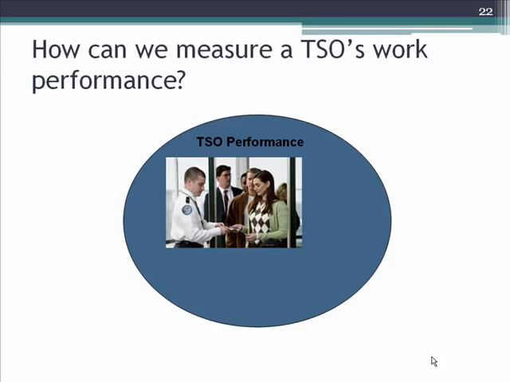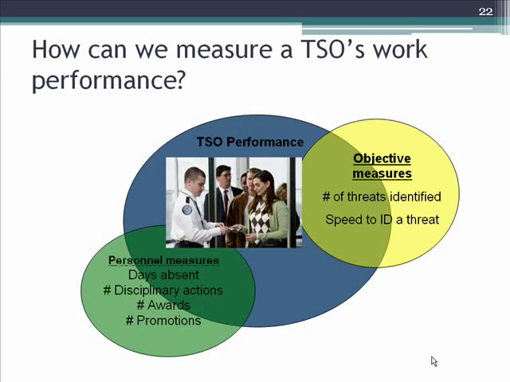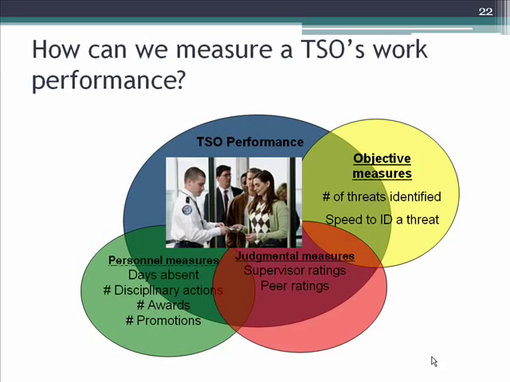Let's take a look at the difference between subjective and objective performance criteria by examining the job of a transportation security officer or airport screener. Objective measures include such things as the number of threats identified, or the speed with which a transportation security officer identifies a threat. But it could also include personnel measures, such as the number of days that they're absent, the number of disciplinary actions taken against them, perhaps the number of awards or the number of promotions they've received. Subjective criteria for a transportation security officer, again, might include supervisor ratings or peer ratings of the transportation security officer.